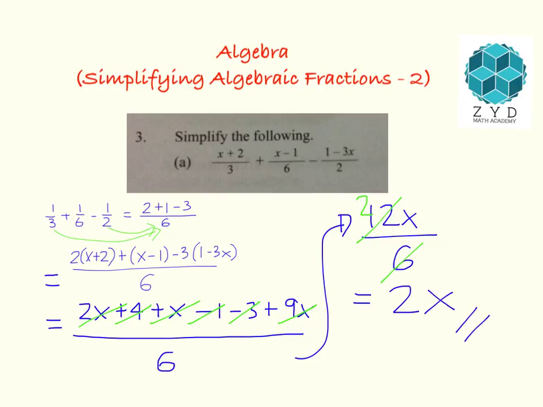Okay, so this is how we simplify algebraic fractions involving many fractions, which is by changing their denominators 3, 6 and 2 to the common denominator of 6. Alright, let's see one more example that I have, and it will be on the next slide.